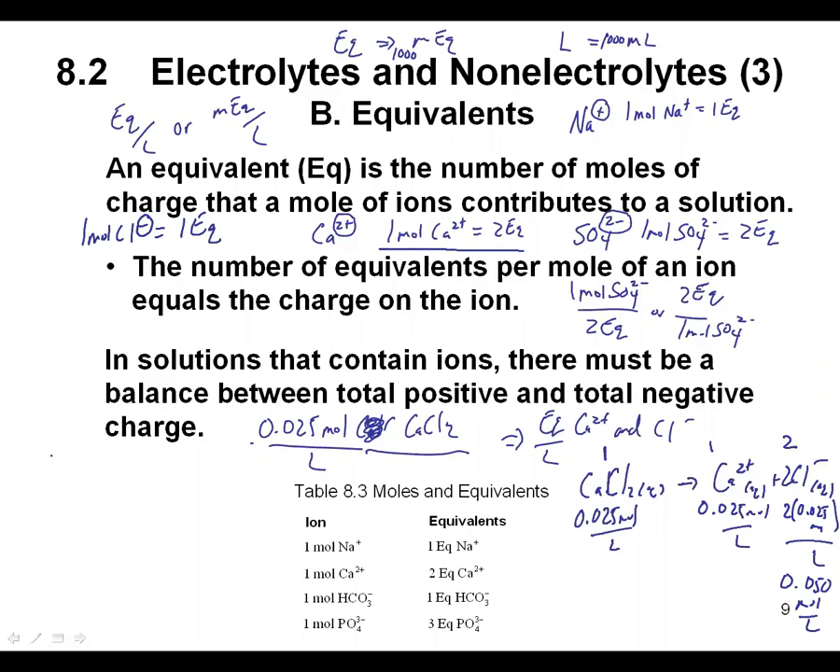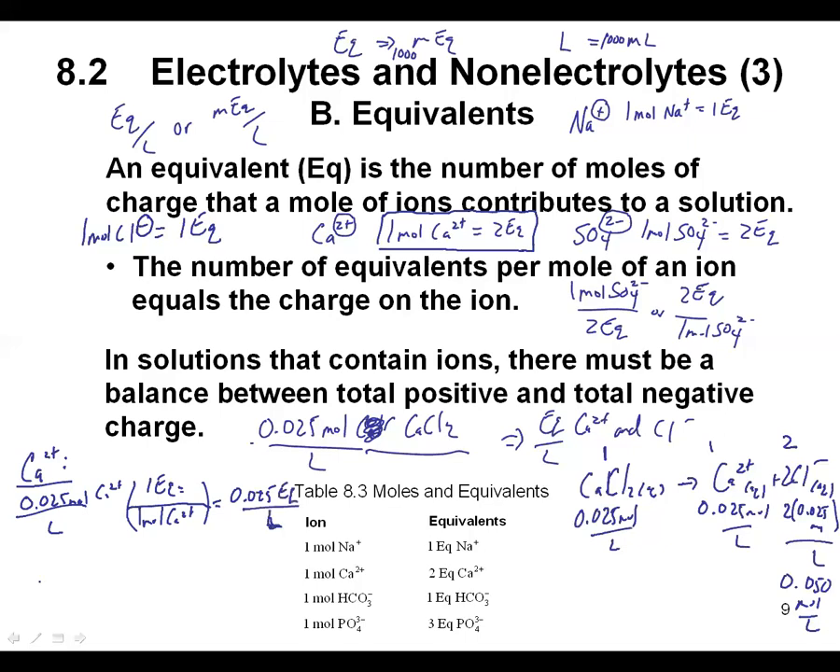So if we look at the calcium ions, we have 0.025 moles per liter of calcium. We can use our conversion factor right here, and use 1 mole of calcium gives me 1 equivalent in this case, which would give me 0.025 equivalents per liter for the calcium part of the solution.